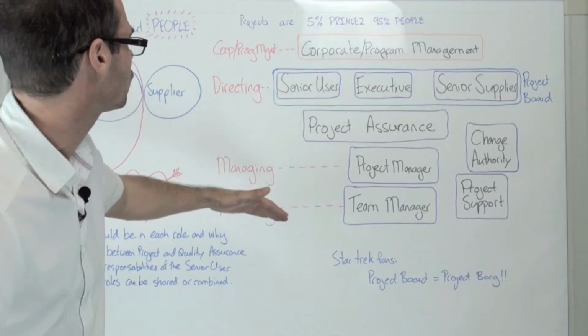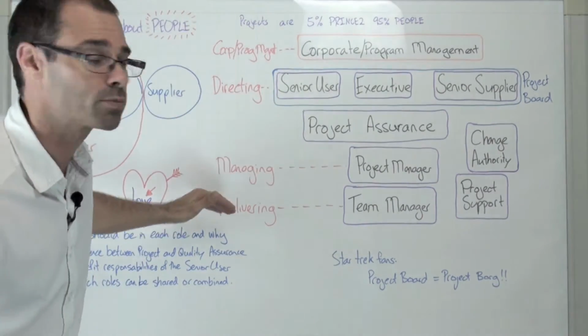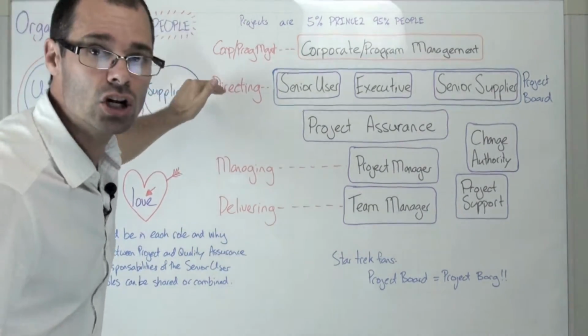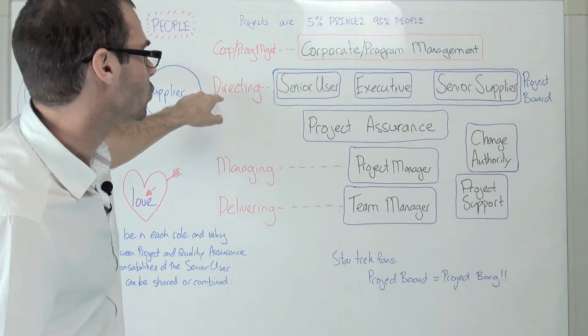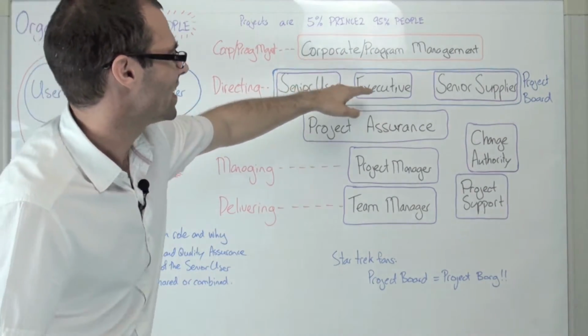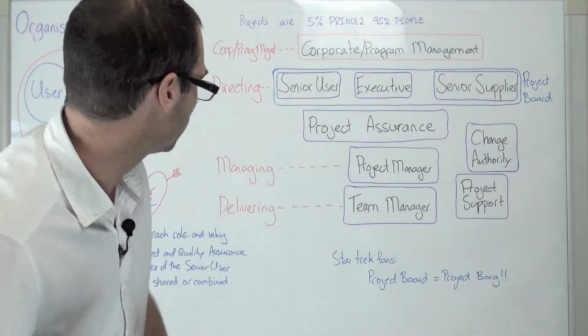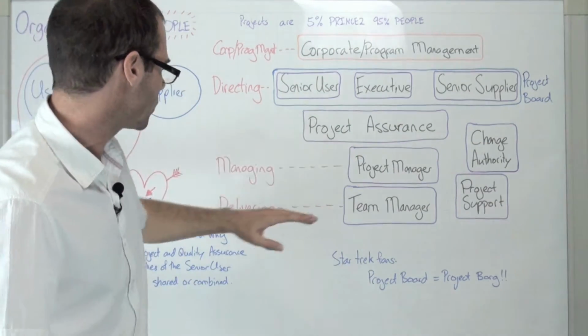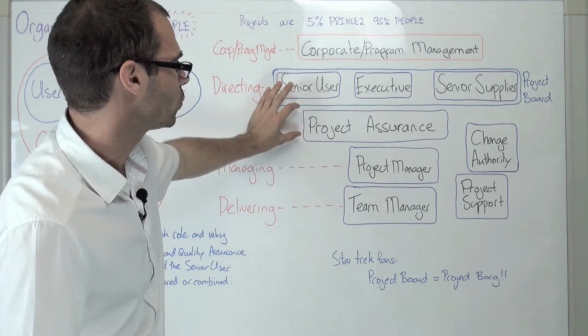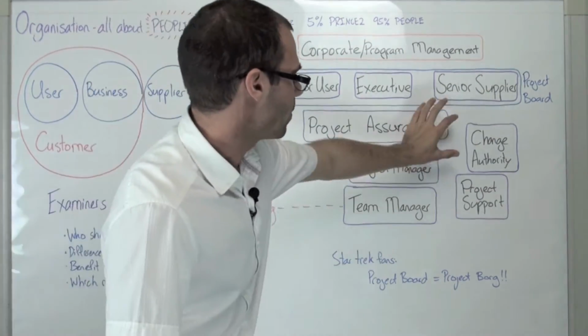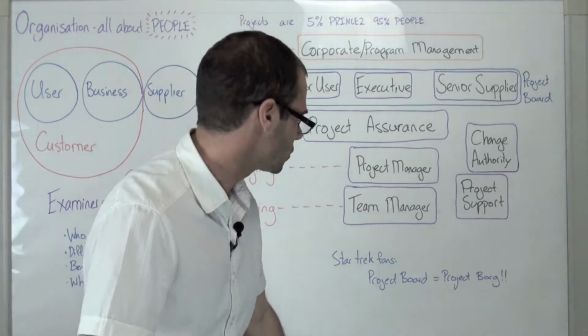Now the organisation structure has 4 levels of management. We've got corporate program management, directing, managing and delivering. Now in the directing level, we've got the senior user, executive and the senior supplier on the project board. In the managing level, we have the project manager, and delivering, we have the team manager. Now in addition to that, we have project assurance for each of the members on the project board, and we have the change authority and project support.